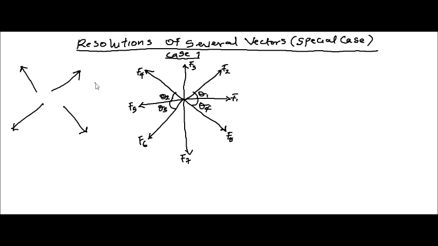What does that statement mean? It implies that, relating it to the figure, this is actually f2 in this case, this one is f4, this one is f6, and this is f8. Now how do you resolve vectors in this form?